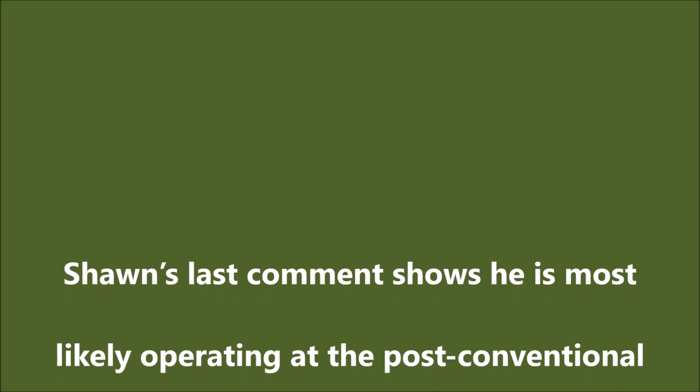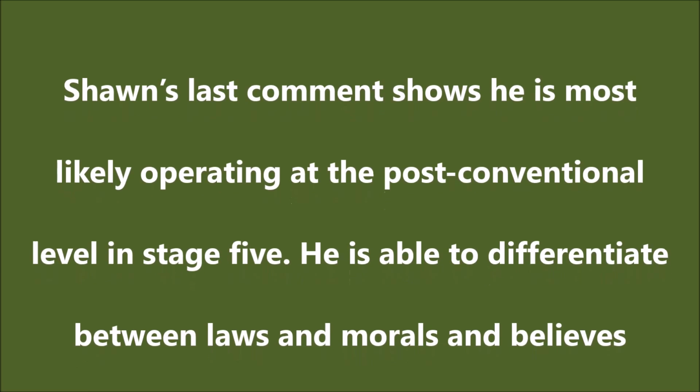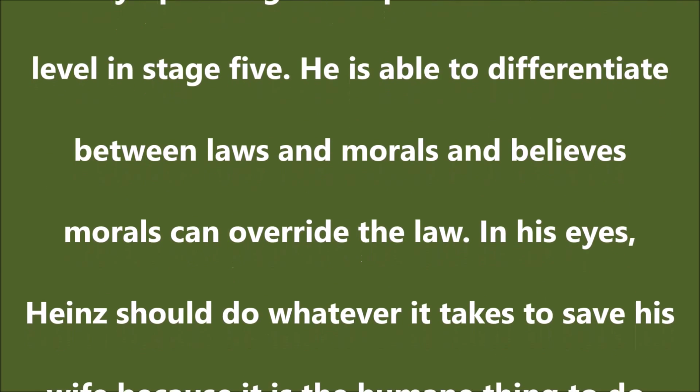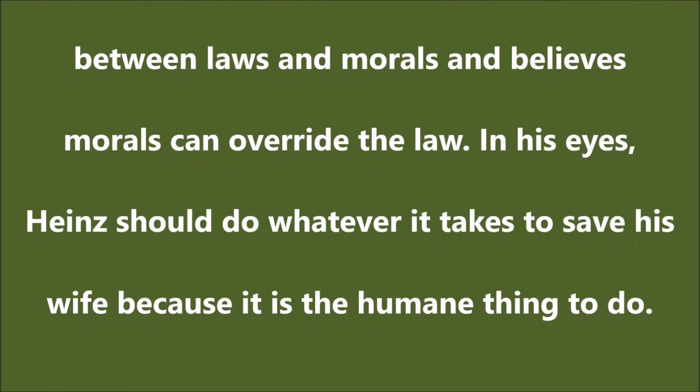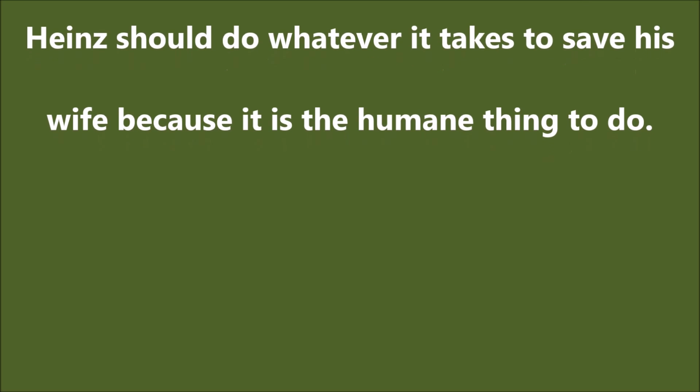Sean's last comment shows he is most likely operating at the post-conventional level in stage 5. He is able to differentiate between laws and morals and believes morals can override the law. In his eyes, Heinz should do whatever it takes to save his wife because it is the humane thing to do.